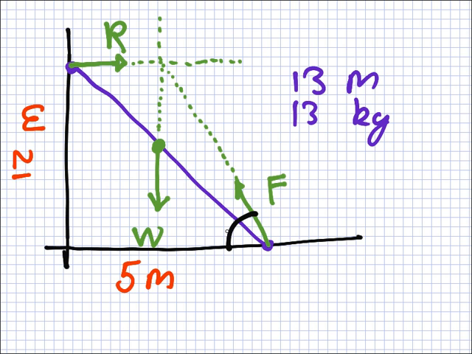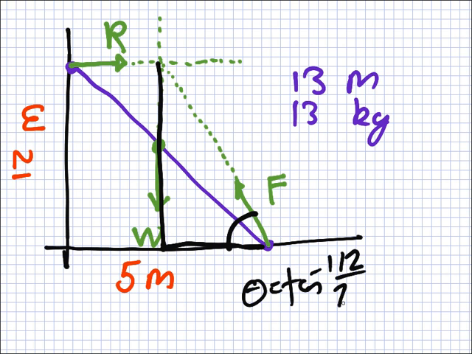Okay, you should be finished that now. How big is this side of the triangle? 12. And how big is this side? 2.5. So θ is tan inverse 12 over 2.5. I drew my 12 funny. Okay, so what is that, please?